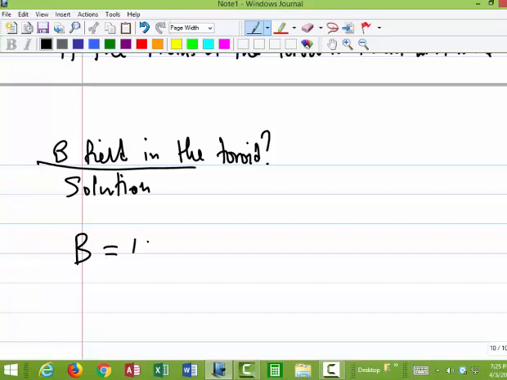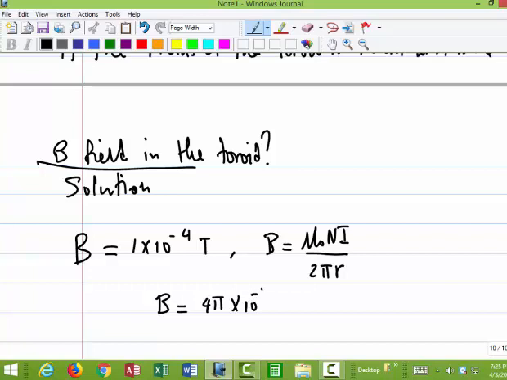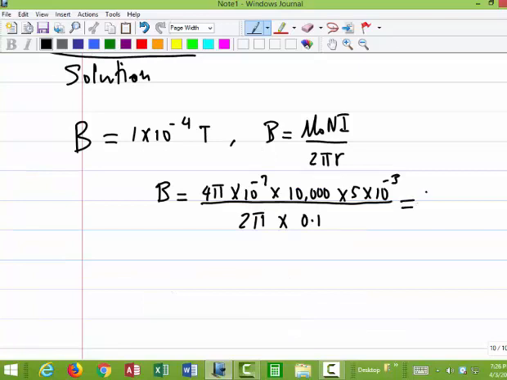1 times 10 to the negative 4. Is that Tesla? Yes, that would be Tesla. Okay, so you use B equals mu naught N I divided by 2 pi r. So you're going to plug in mu naught, which is 4 pi times 10 to negative 7, times 10,000 times 5 times 10 to negative 3, and divide that by 2 pi times 0.1. So if that's what you did, then I'll go with 1 times 10 to negative 4, right? Okay, very good. Okay, so let's stop here.